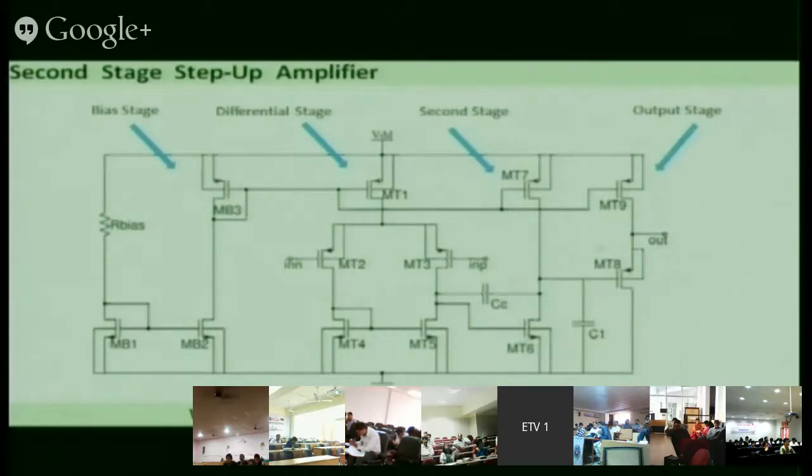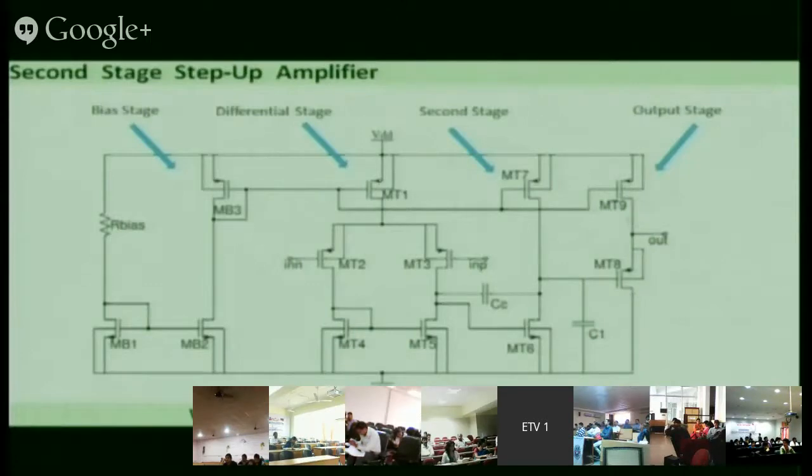This is the output stage. You take the output, and this is a buffer. You can see this, it is a PMOS and NMOS, and the output is taken here. This is known as a push pull. In the books you might have studied a push pull amplifier, so these will act as a push pull.